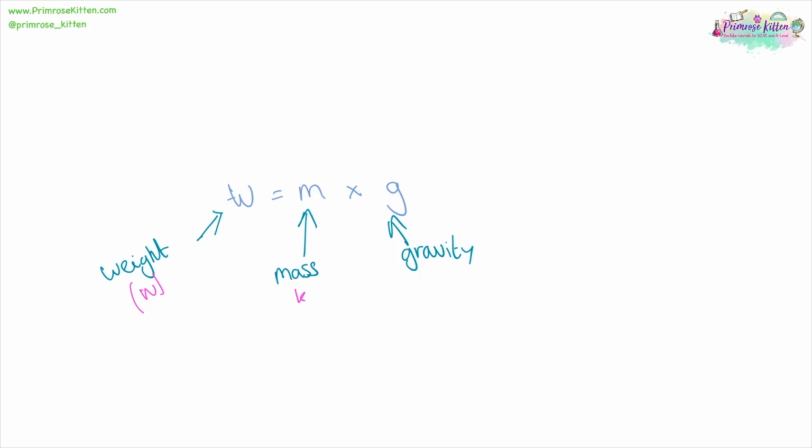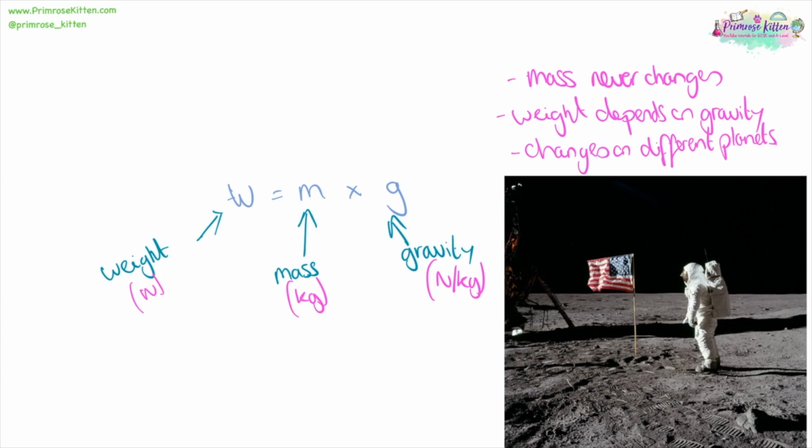Your weight is not the same as your mass, because your weight is equal to your mass times gravity. Your weight is measured in newtons, your mass is measured in kilograms, and gravity is measured in newtons per kilogram. So your mass will never change, but your weight will change depending on the planet, depending on gravity, which is why when they went to the moon, they were basically weightless so they could jump around.